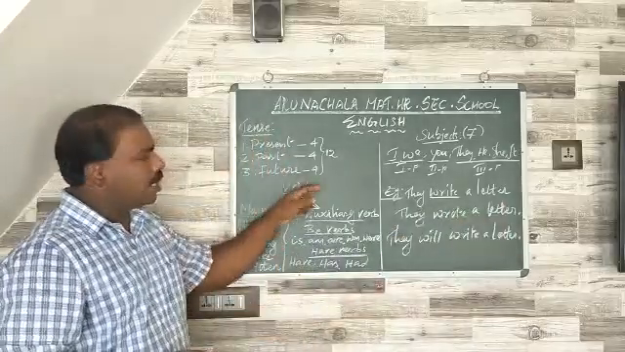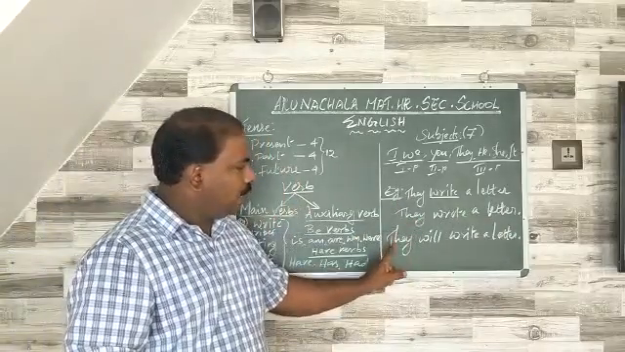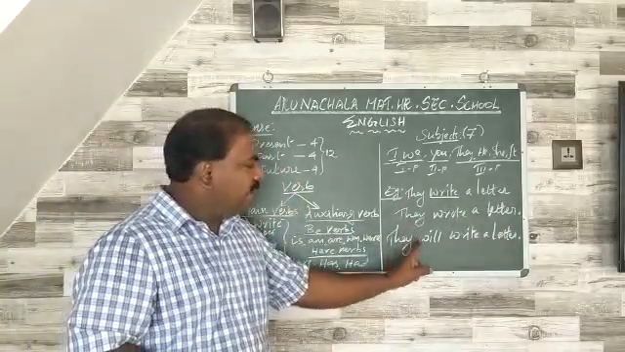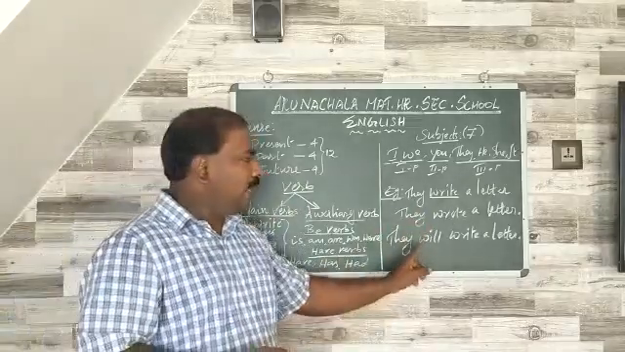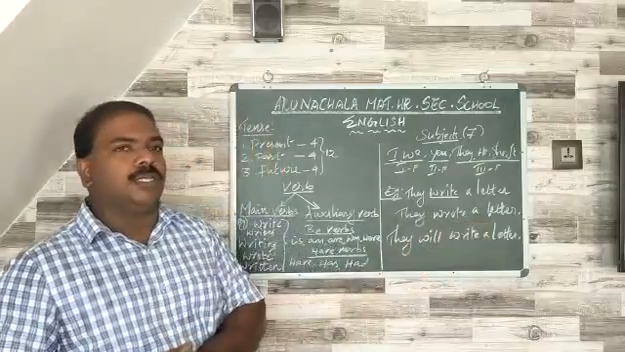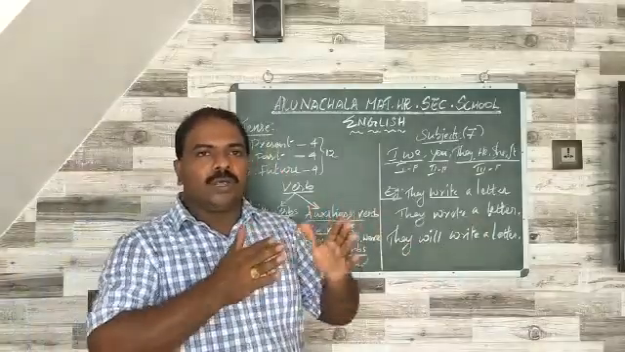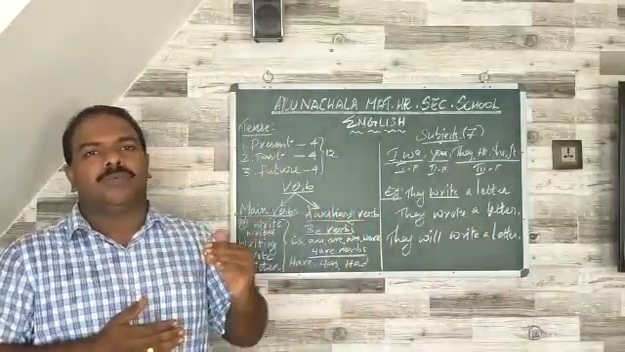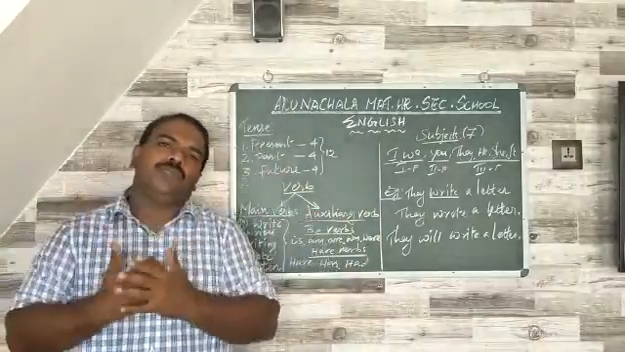Then the future continuous form. In the future continuous form, we have to use they will be. So they will be plus writing a letter. They will be writing a letter. So it is the future continuous tense. Okay. So these are all the continuous forms we have to use: present continuous form, past continuous form, likewise future continuous form.